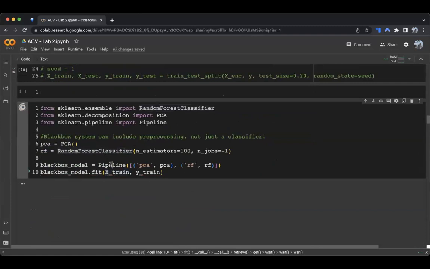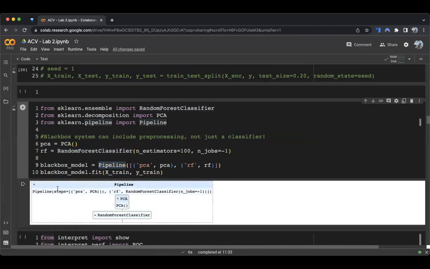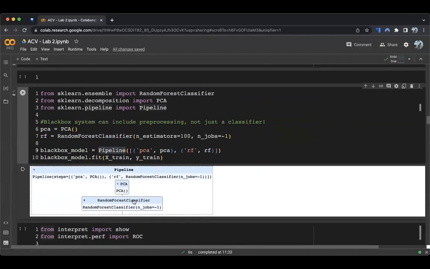By the way, this is something that is extremely common to do, this pipeline situation, as you can see in here. So here you have PCA. This is your actual model. You have PCA followed by a random forest. This is something extremely common to do, especially if you're working with natural language processing.